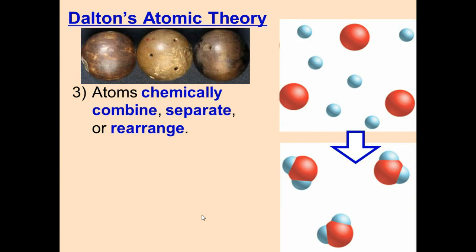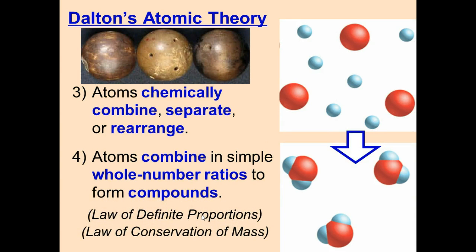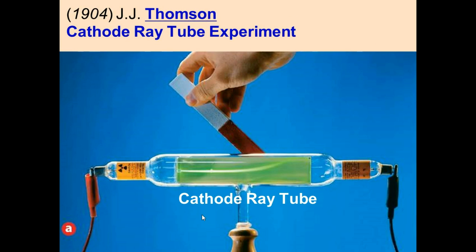The third conclusion is atoms can chemically combine, separate, or rearrange. And fourth, atoms combine in simple whole number ratios to form compounds. So pretty much atoms can combine in whole numbers, but they can't combine in decimals. So if you have H2O, you can't have H and half of an oxygen. It has to be whole number ratios. And obviously atoms can combine chemically, and that's how we get reactions like decomposition and synthesis and all sorts of reactions.